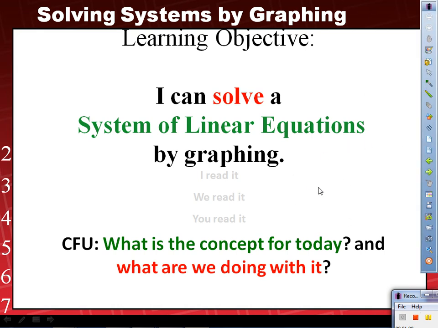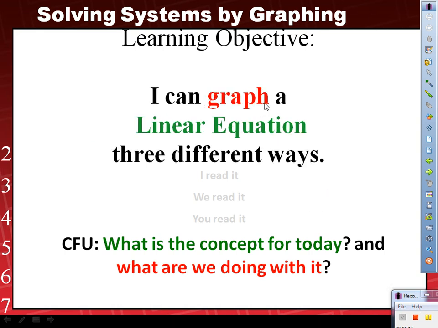So for today, I want to revisit one concept before we move on, which is this one. Our objective for today: I can graph a linear equation three different ways. Three together. 1, 2, 3. I can graph a linear equation three different ways. I just want to revisit that before we move on to systems, because once we get into systems, it's going to start getting really funner.